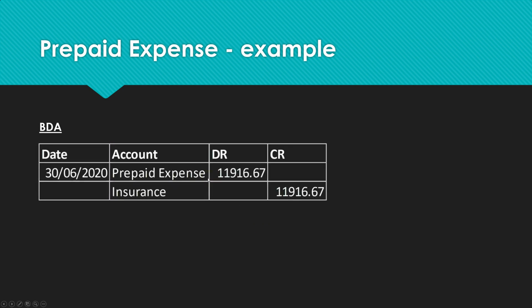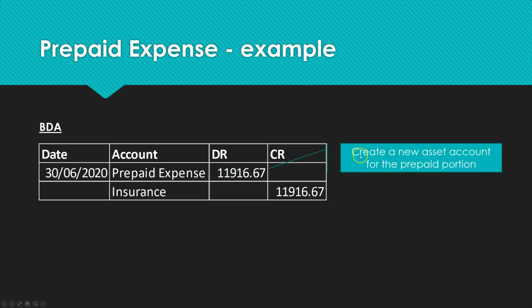So let's fix the problem. The balance day adjustment here is we're going to take our insurance expense and decrease it by $11,916.67. We're going to create a new account. This was empty before. It's called Prepaid Expense. And we're going to increase that because it's an asset, and assets have a debit nature, by $11,916.67. So there we are with a balancing journal.